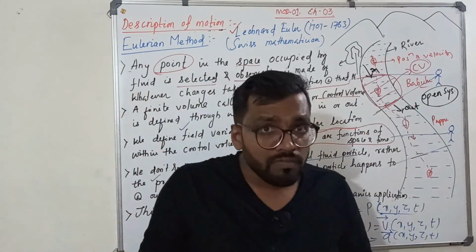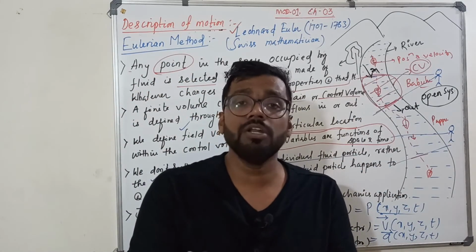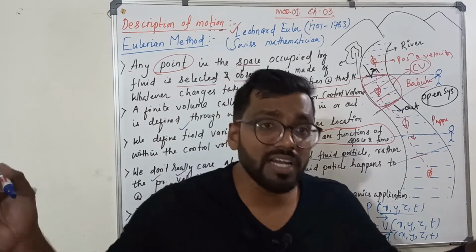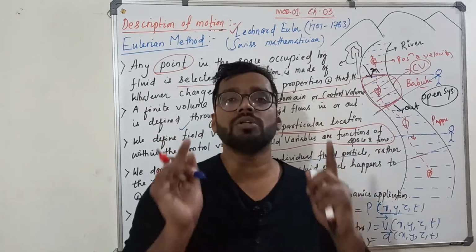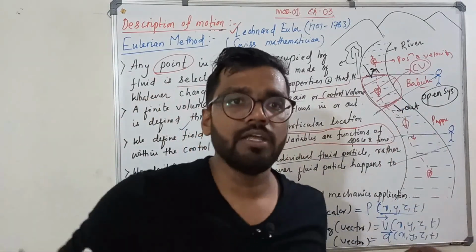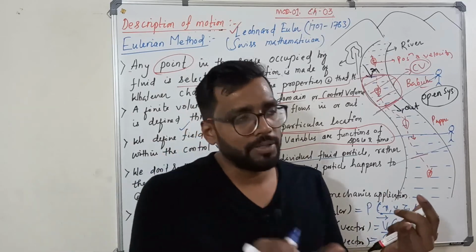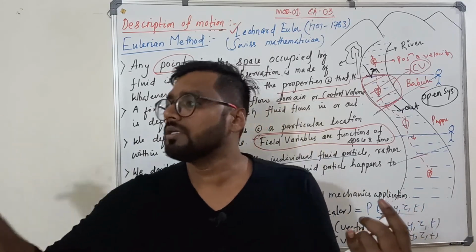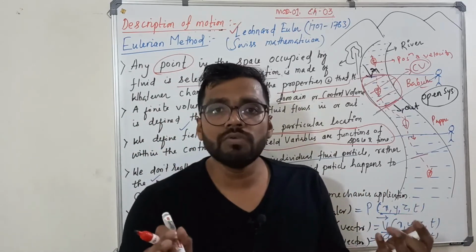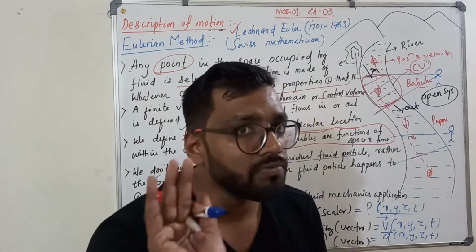So this total field variable, that is the pressure field variable, scalar field variable and vector field variable collectively, is known as your flow field. So field variable you understood, which is a function of space and time. It may be pressure, it may be velocity, it may be acceleration. Flow field means that collectively these field variables are known as your flow field.